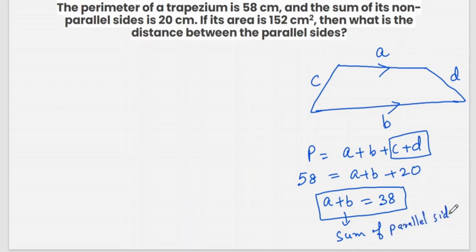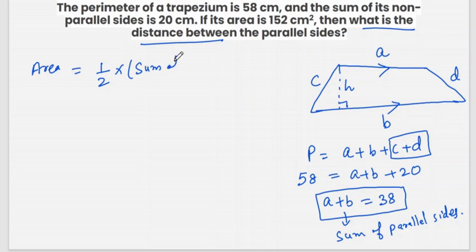Parallel sides. Okay. Now they have asked me to find the distance between the parallel sides. That means they have asked me to find the height. So we know the formula, area of trapezium equal to half into sum of parallel sides into distance between them, that is h.